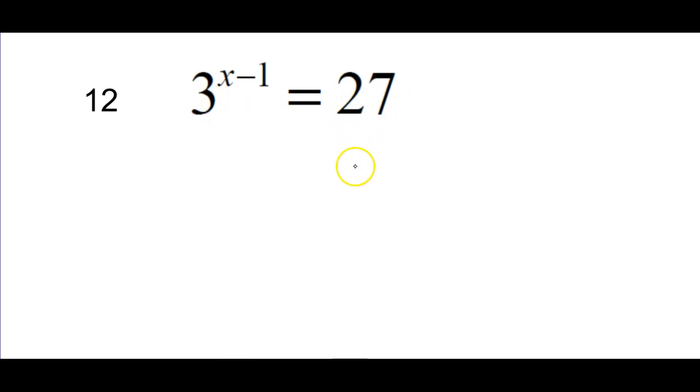This is one like we did in the first video. We're going to say, hey, this is 3 squared. This is 3 to the x minus 1. Set the exponents equal to each other.